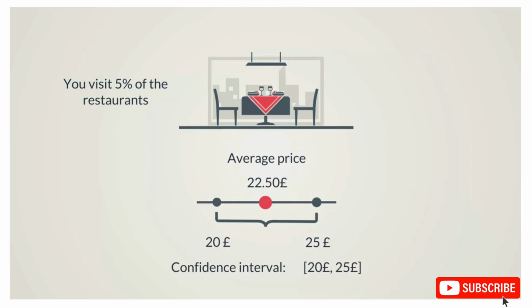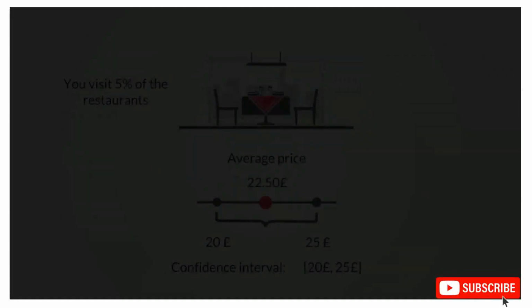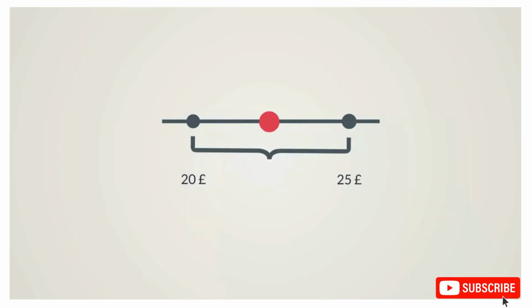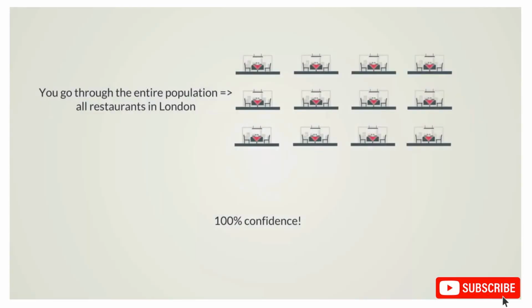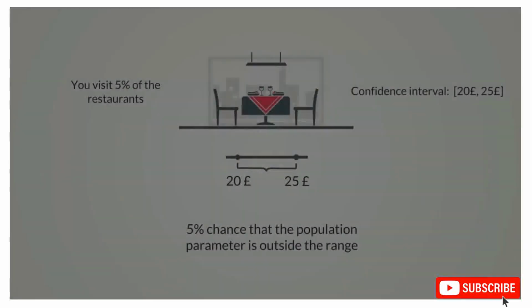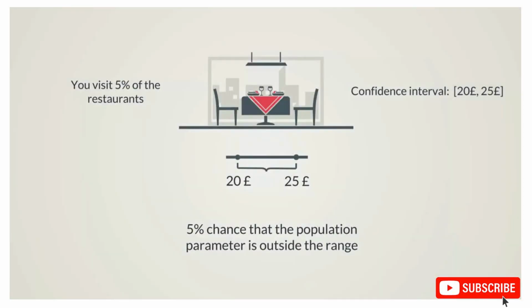A confidence interval is a much more accurate representation of reality. However, there is still some uncertainty left which we measure in levels of confidence. So, getting back to our example, you may say that you are 95% confident that the population parameter lies between 20 and 25 quid. Keep in mind that you can never be 100% confident unless you go through the entire population. And there is, of course, a 5% chance that the actual population parameter is outside of the 20 to 25 pounds range.